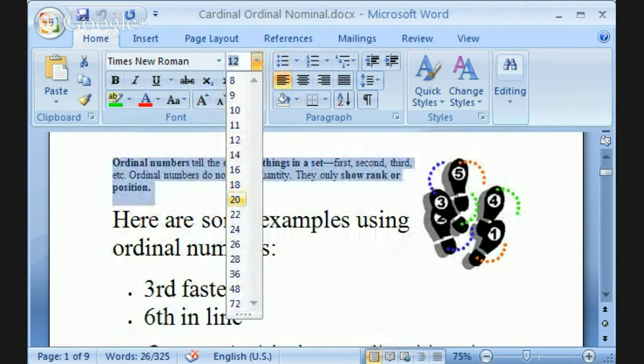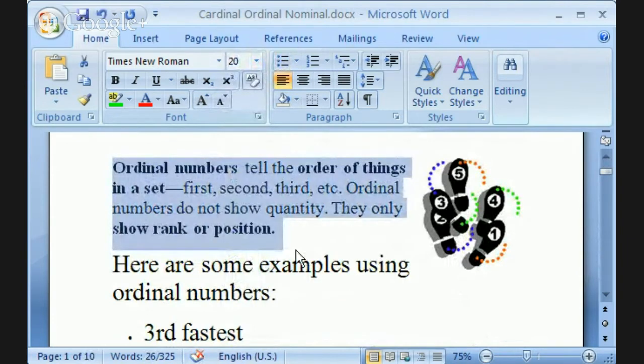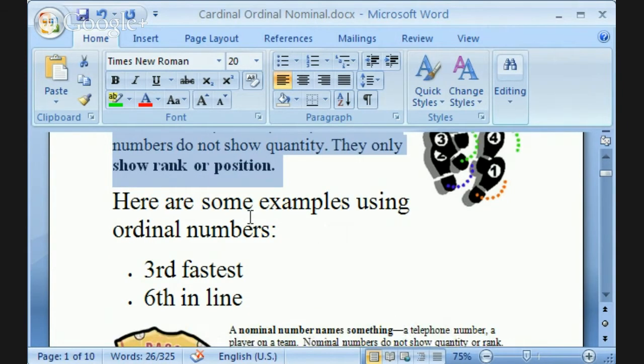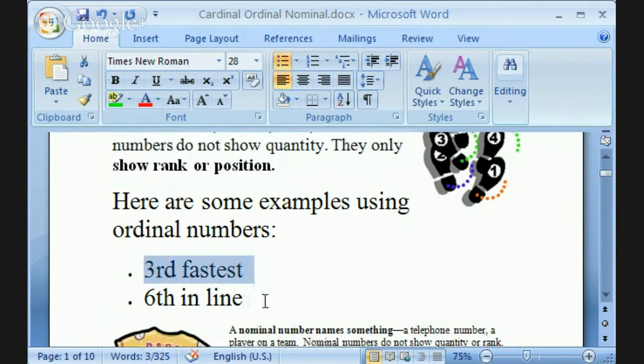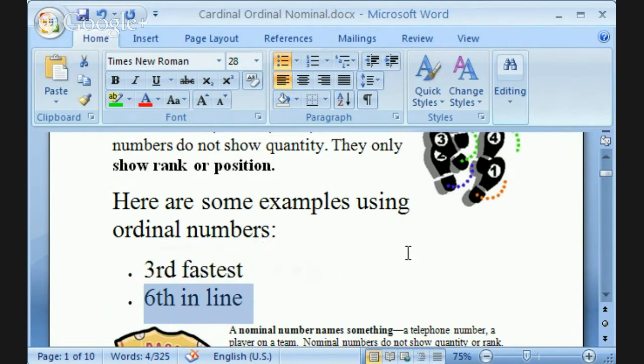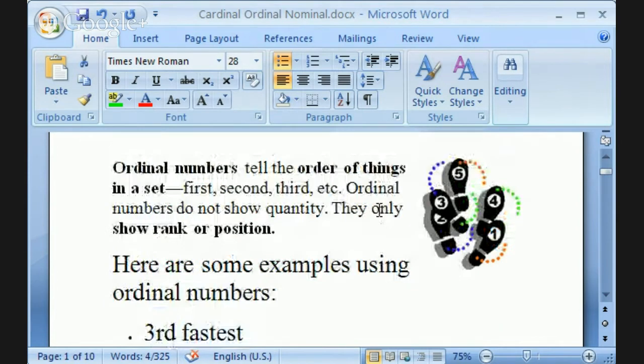Next thing to talk about, we could talk about ordinal numbers. Ordinal numbers tell the order. Order is in the word. For example, first, second, third. They do not show the quantity or how many. They show rank or position. For example, he's the third fastest. I was the 6th in line to get tickets. So ordinal numbers are the ones with first, second, third, fourth, fifth, sixth, seventh, eighth, ninth, like that. Those are called ordinal numbers that can show the order.